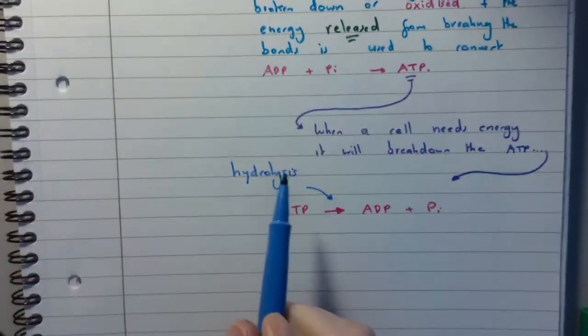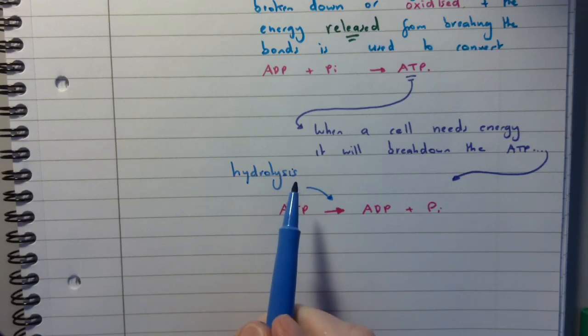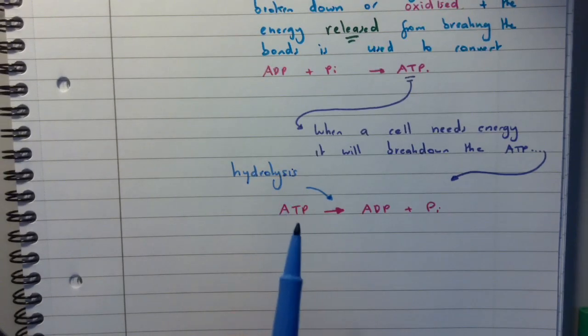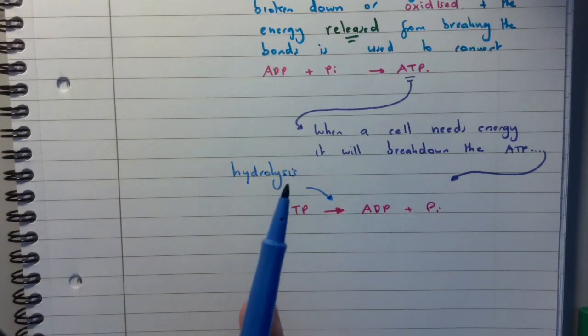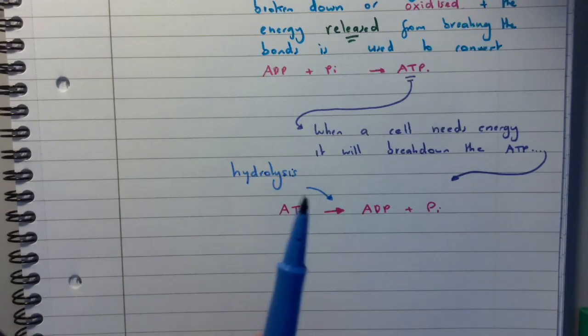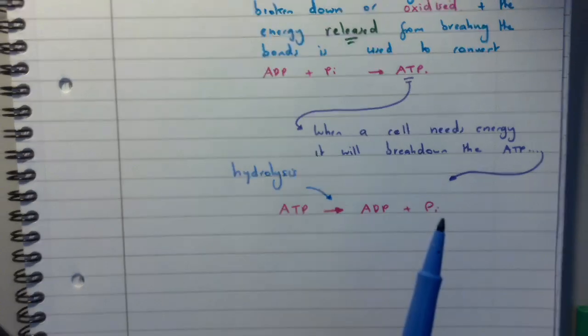Okay, I remember that lysis means to split. That's what the word lysis means. So if you're ever doing hydrolysis, you're breaking something down. We use the word hydrolysis when we're talking about other biological molecules being broken down in biology as well. So just remember, if it's hydrolysis, you're splitting something, you're breaking a bond, and then we're going to get, in this case, ADP and Pi.